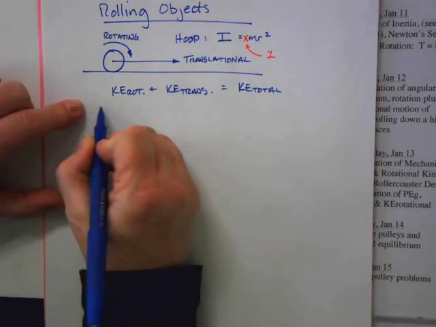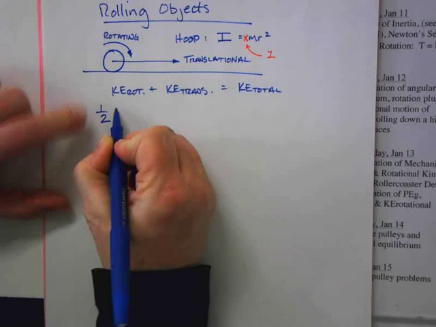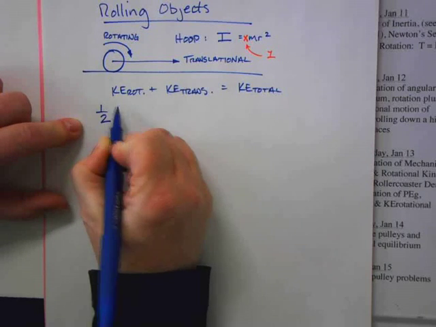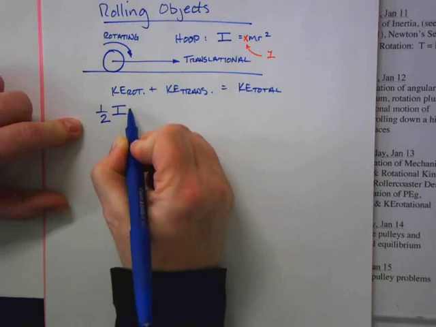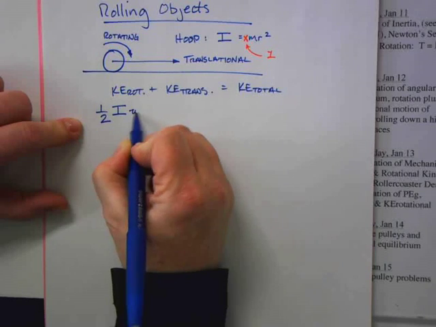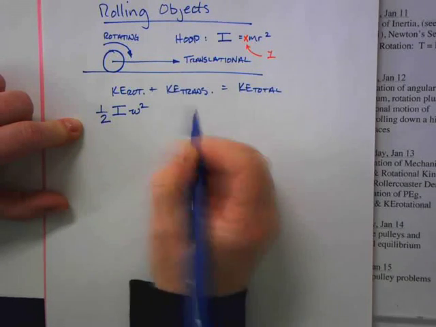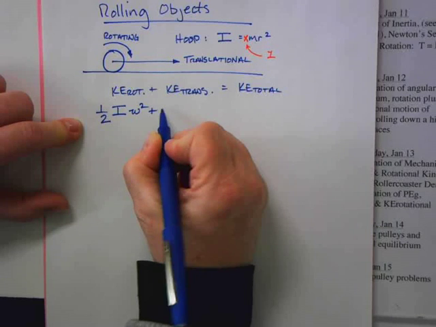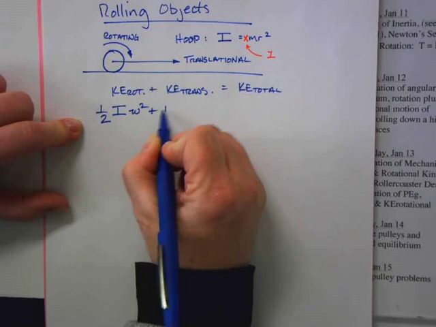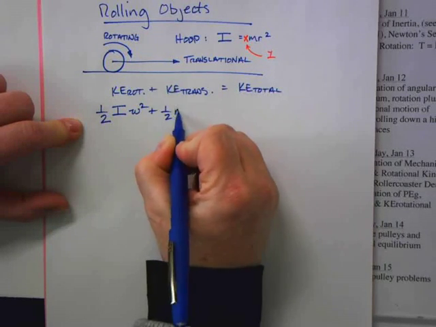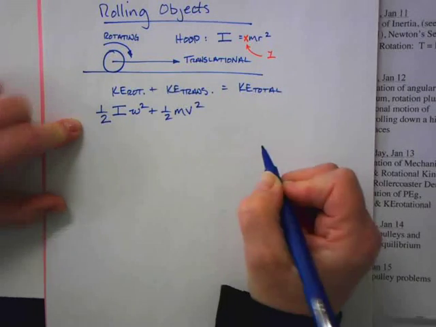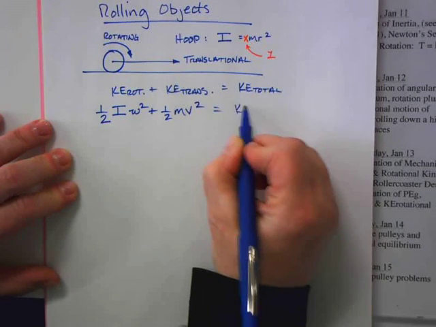Rotational kinetic energy is 1/2 times the rotational analog for mass, which is I, times the rotational analog for velocity squared. 1/2 I omega squared. And regular old translational kinetic energy, 1/2 mv squared. That equals total.